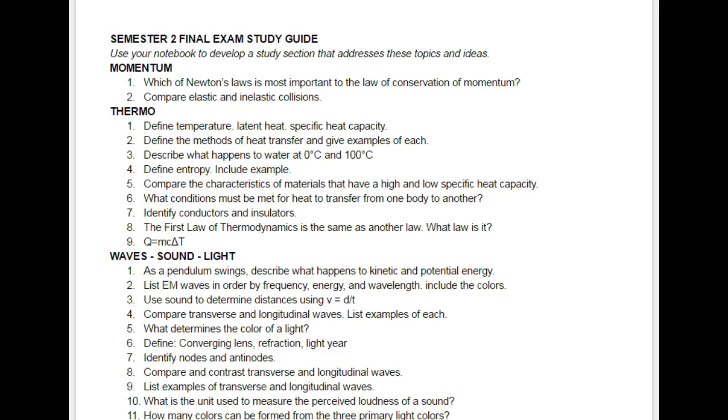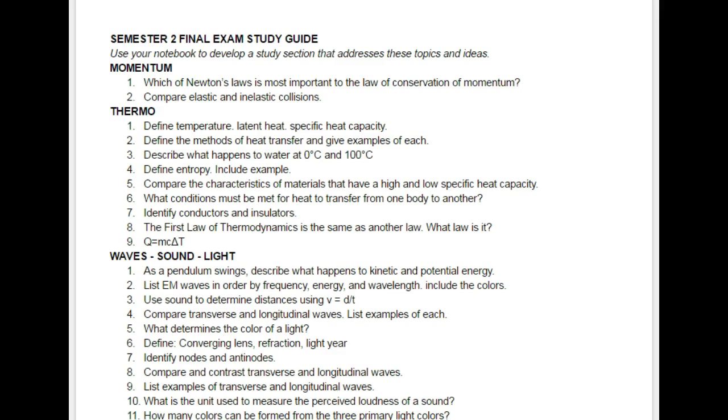Compare transverse and longitudinal waves. I would suggest building a table. Remember, it's all related to how the movement of the medium relates to the direction of energy transfer. Transverse, the movement of the medium is perpendicular to the direction of energy. And in a longitudinal wave, the movement of the medium is parallel to the movement of the energy.